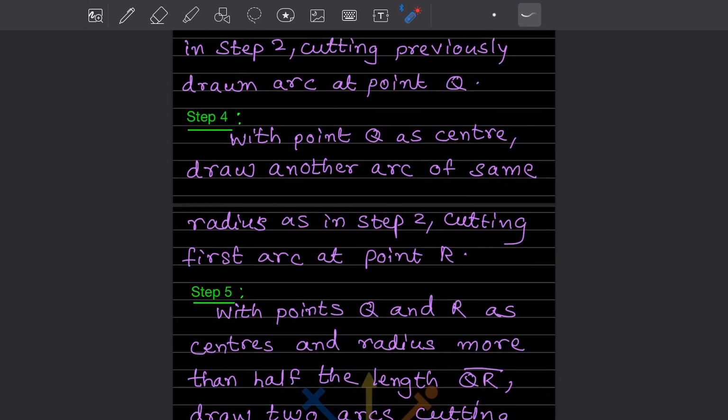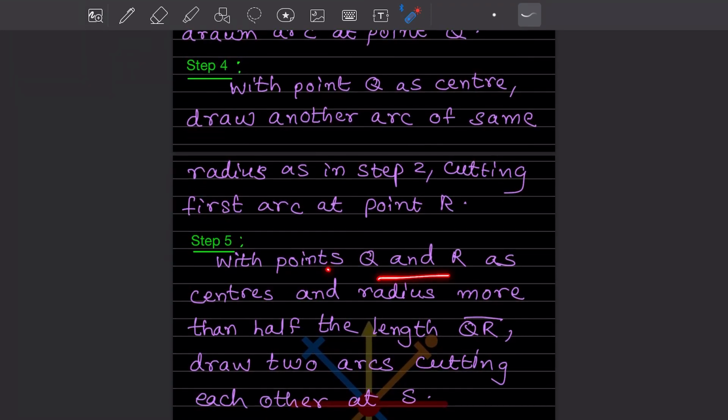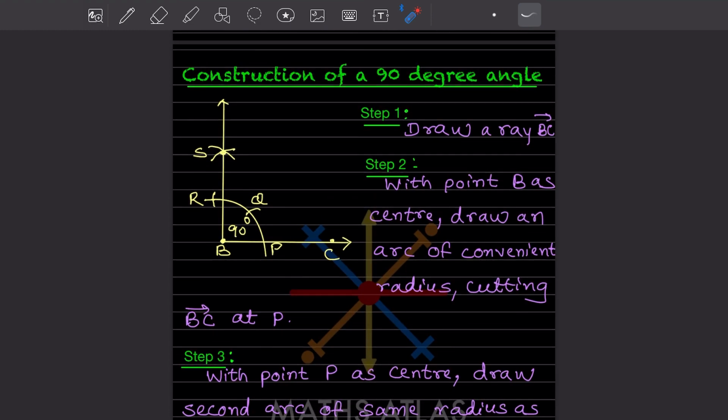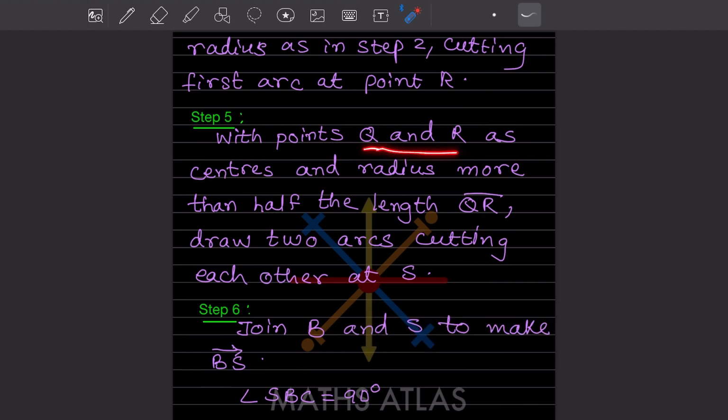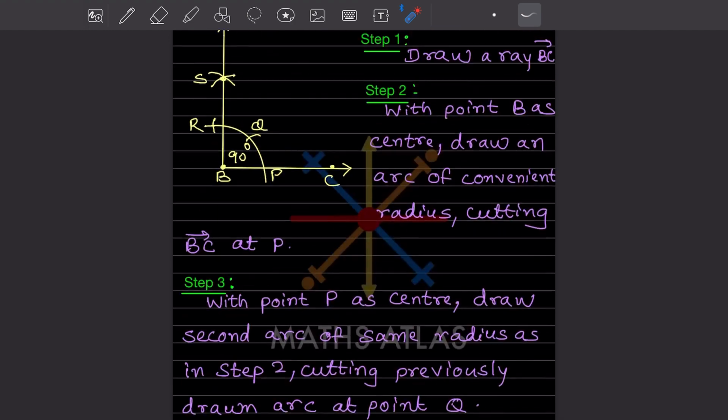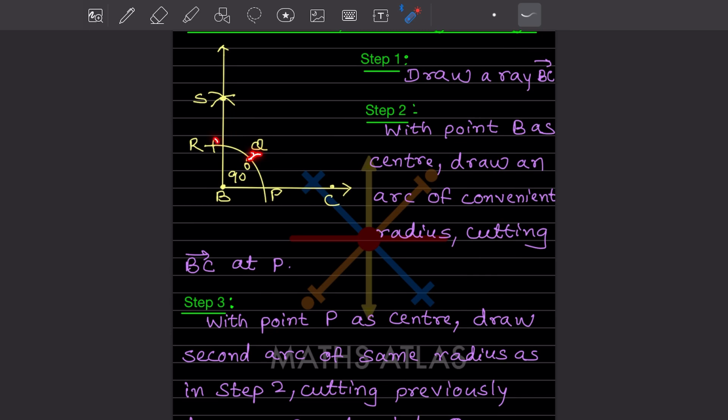So now what did they say? Step 5: with points Q and R as center and radius more than half the length QR. So now see here, this is the length. So what are you going to do? With points Q and R as center. Where is Q? Q is here and R is here.